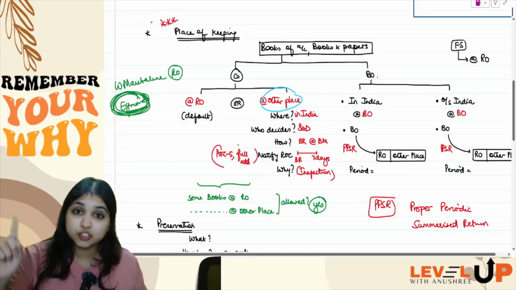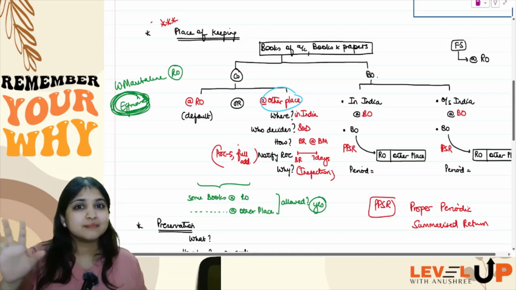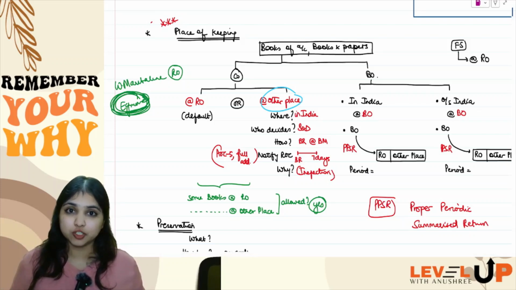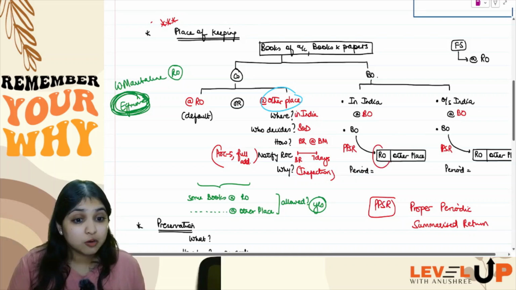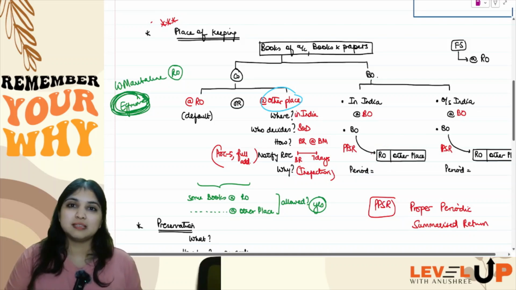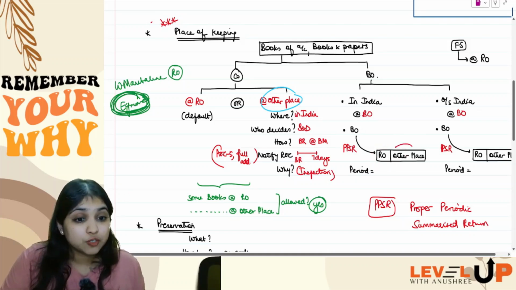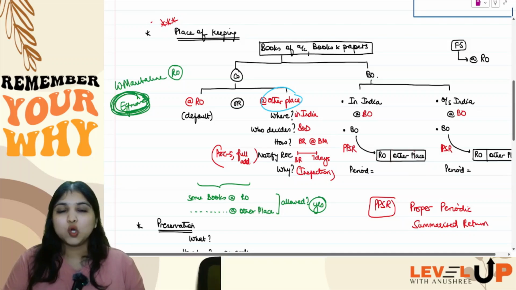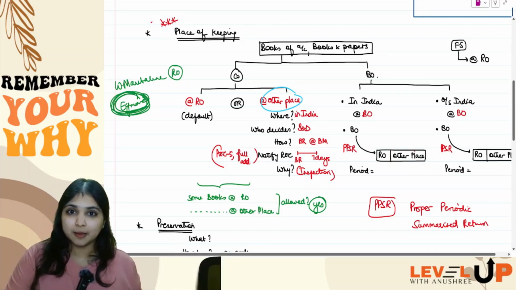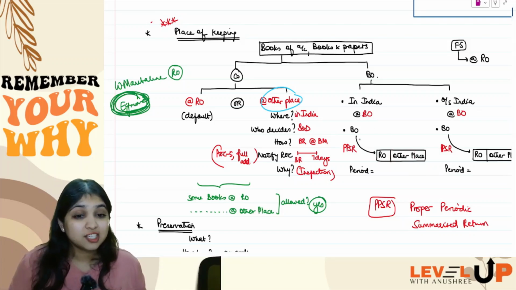Where is the branch office going to send the PPSR? Wherever the company is keeping books of accounts. If company is keeping books of accounts in RO, BO will send PPSR to RO. If company is keeping books of accounts in any other place in India, BO will send PPSR to that other place in India.